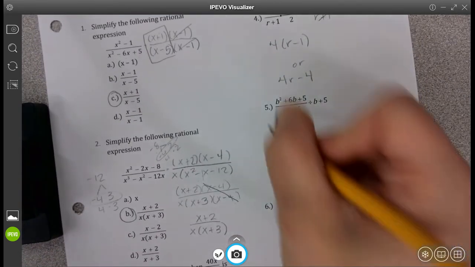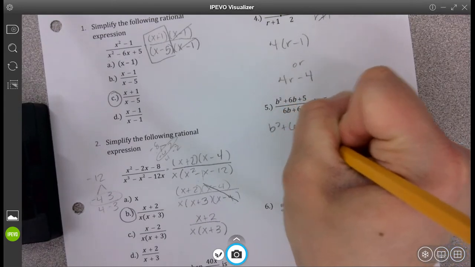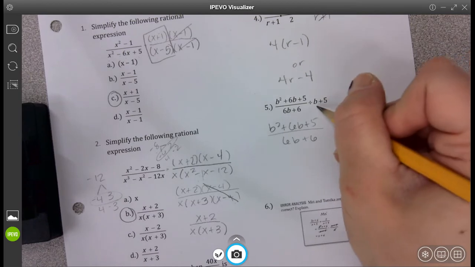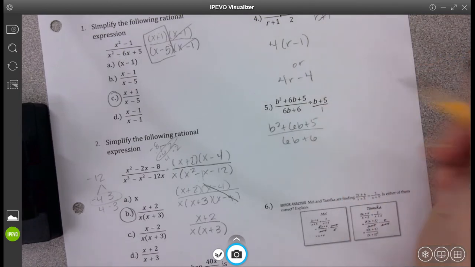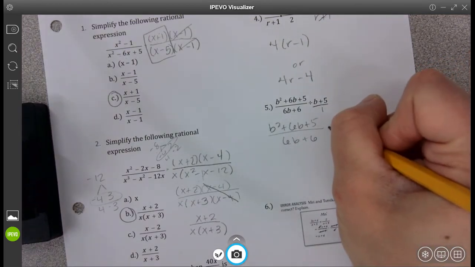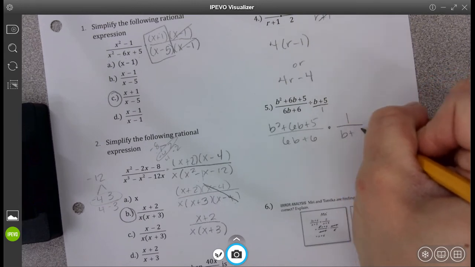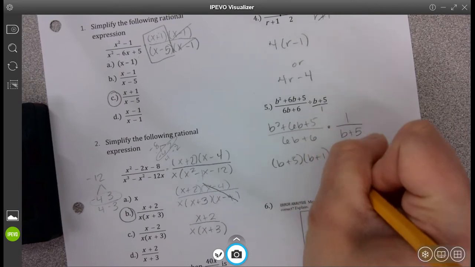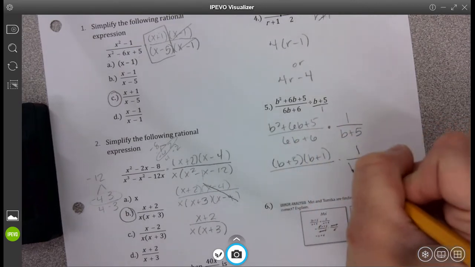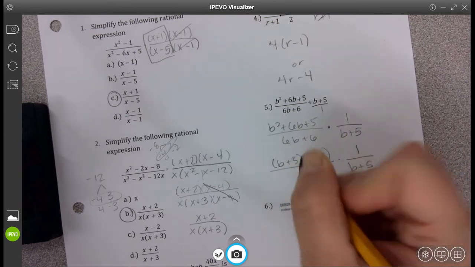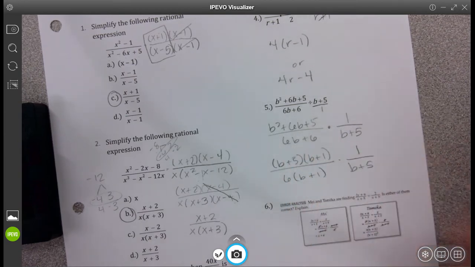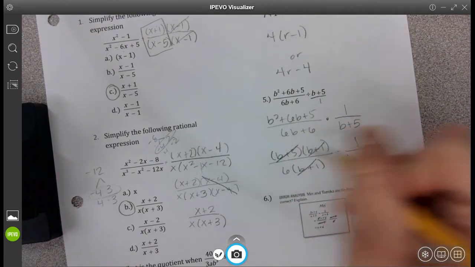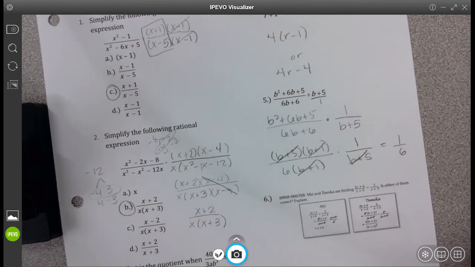Okay, the next one, we have b squared plus 6b plus 5 over 6b plus 6 divided by b plus 1, which is technically over 1. So when we divide, we're really multiplying by the reciprocal. We're going to get b plus 5, b plus 1 times 1 over b plus 1. Here is 6 times b plus 1. These simplify. We're going to get 1/6.